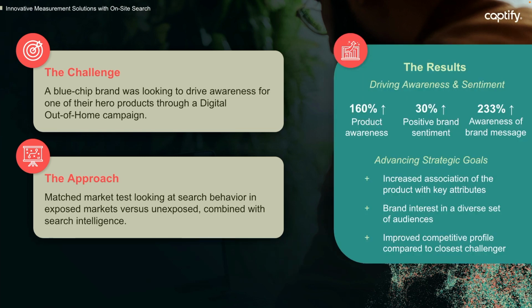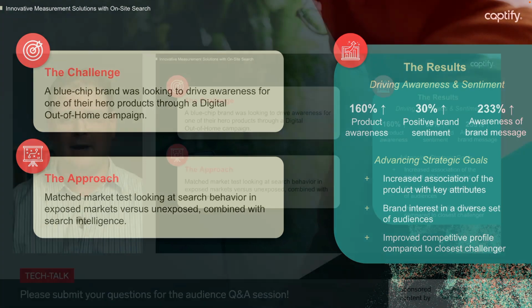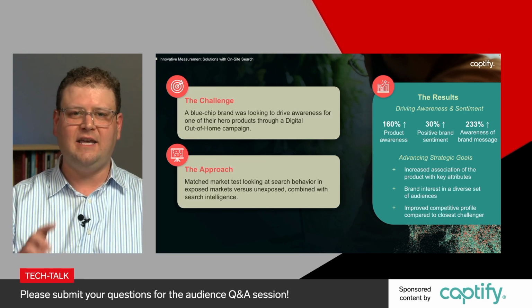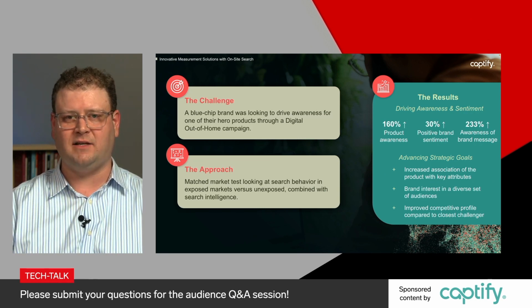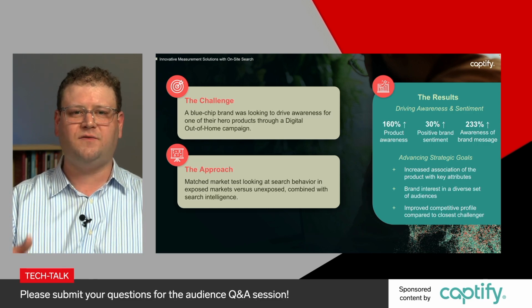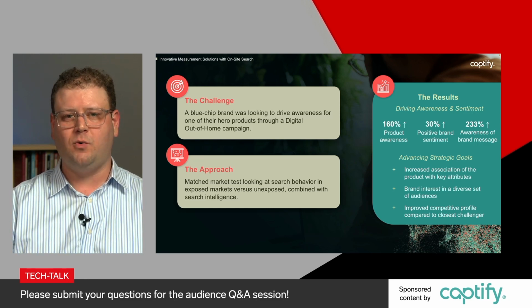But what we were able to see was those who saw the campaign had a 160% increase in overall awareness of the brand, a 30% increase in net searcher sentiment towards the brand. I'll talk about that in a little more detail in just a second, and a 233% increase in awareness of that key brand message. So there was a very specific message in that campaign, and the folks who saw the campaign, we saw search for their brand and that message over 200% more than those who didn't.